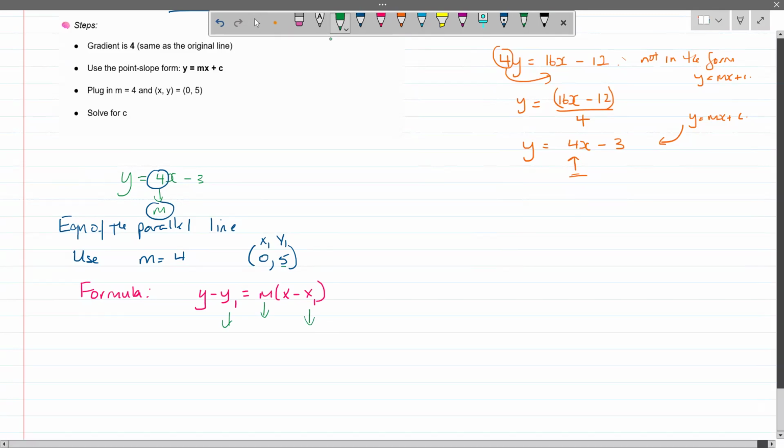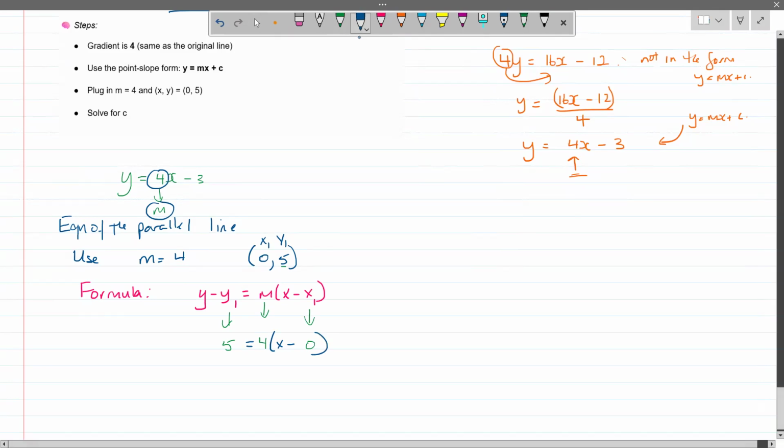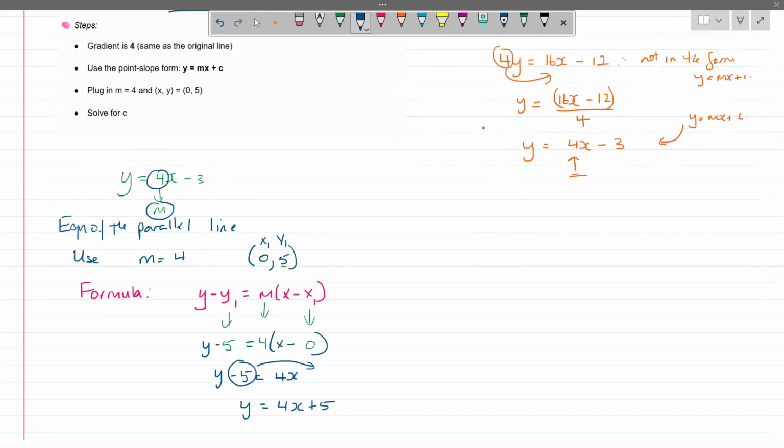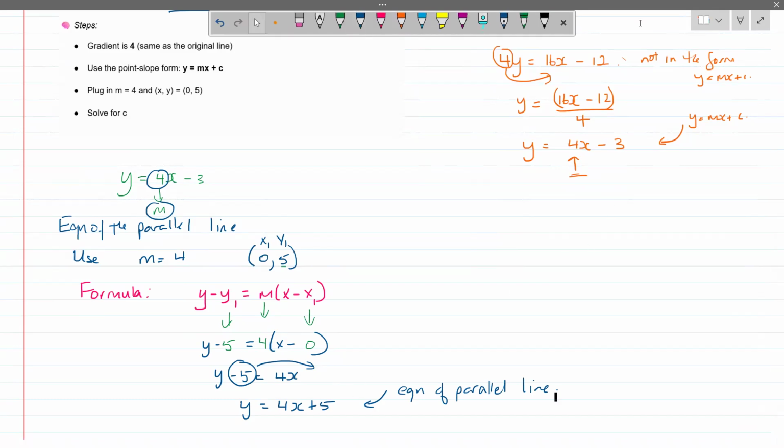y1 is going to be 5, m is going to be 4, x1 is going to be 0. Put in the rest of the stuff. So y minus 5 is equal to 4x. 4 by 0 will be 0. I'm moving this across the equal sign, I'll get y is equal to 4x plus 5. This is the equation of the parallel line. Right? Fairly simple. Let's talk about perpendicular lines now.